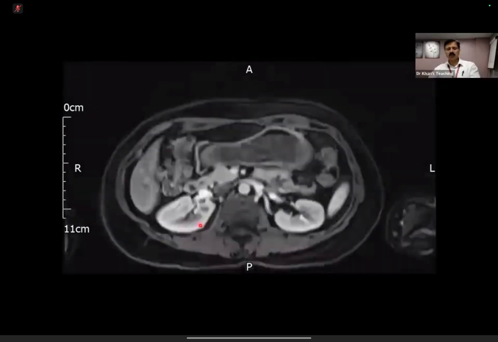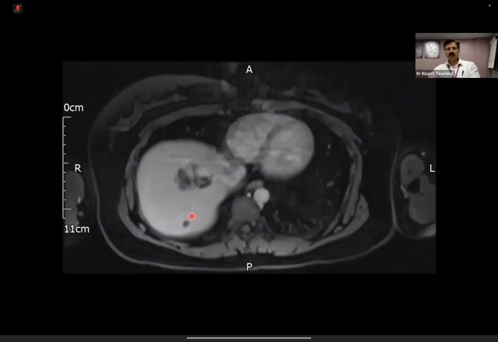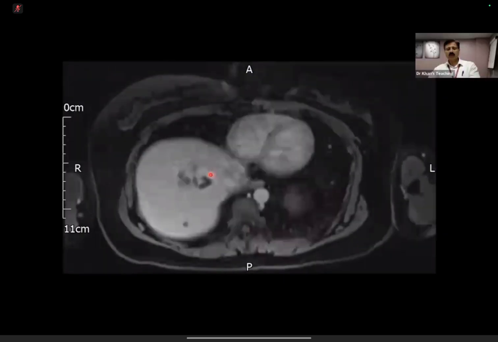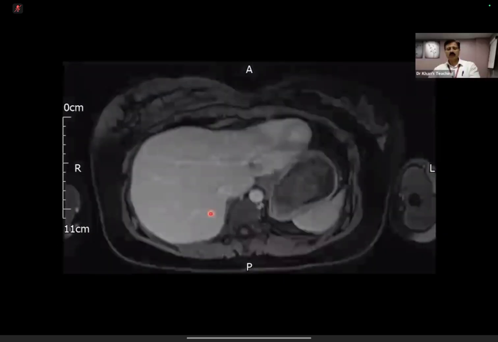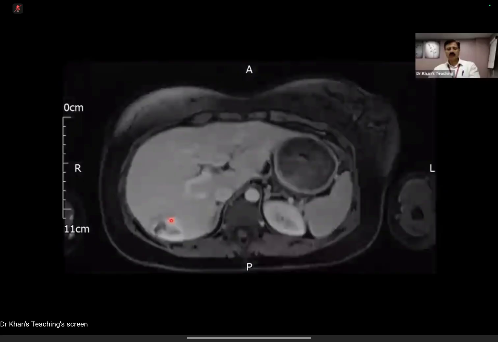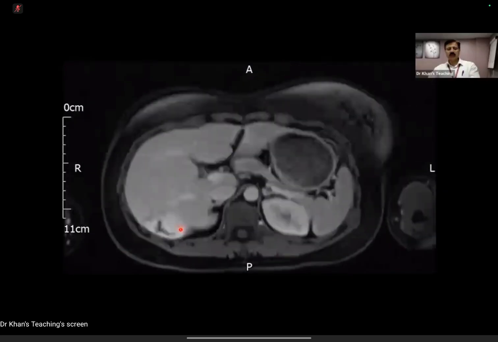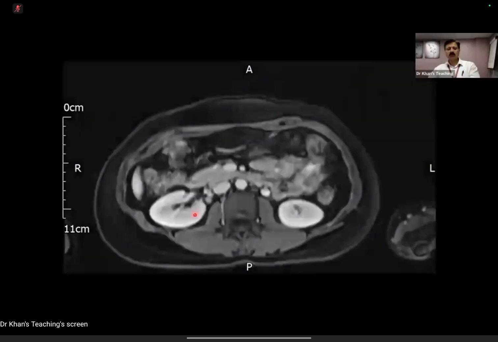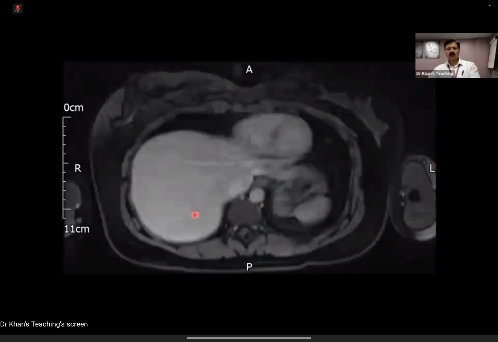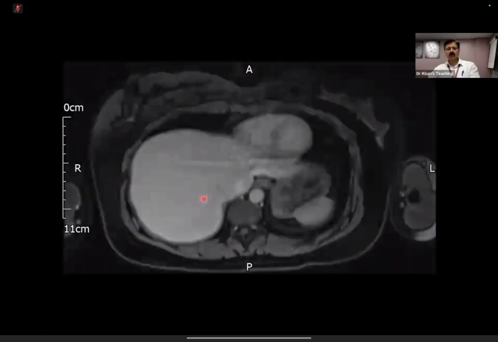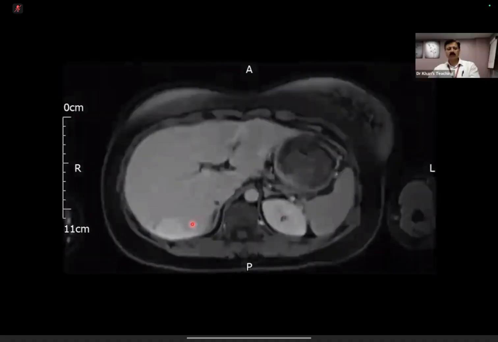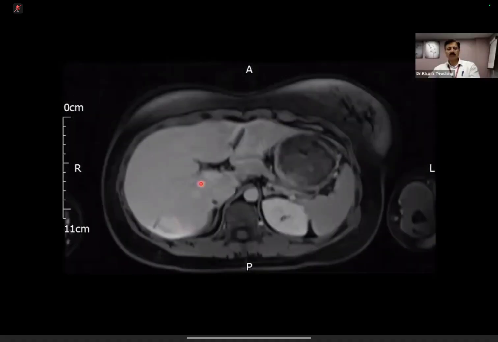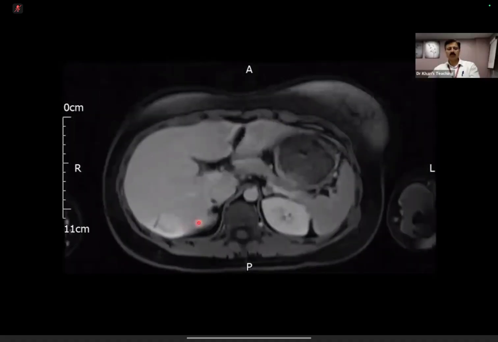And gradually it will fill up. So now it is filling up, and this one is also filling up. And again, look at this signal versus this signal, blood pool. It is the similar signal, and then it has filled up further, and it has filled up signal equal to the blood pool.